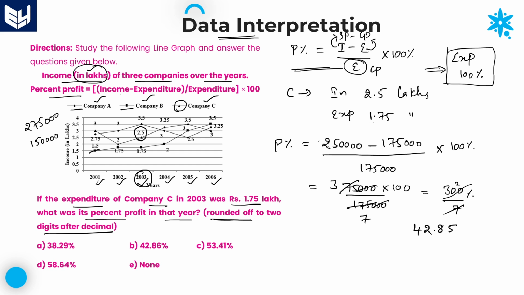Approximately it is around 42.86 percentage, right? 42.86 percentage. Among the options, if you look at the options carefully, 42.86. If you go for the third digit also, then it will be around 42.86. So option B is the right answer for this question. Option B. Okay.